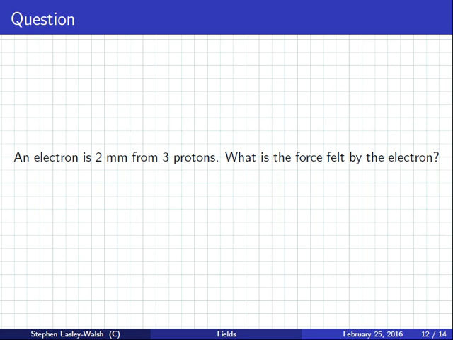Okay, I'll give you a minute to try this one as well. Let's practice using the other formula. I should fix this, it's a little bit blurry. Bigger. This is it.